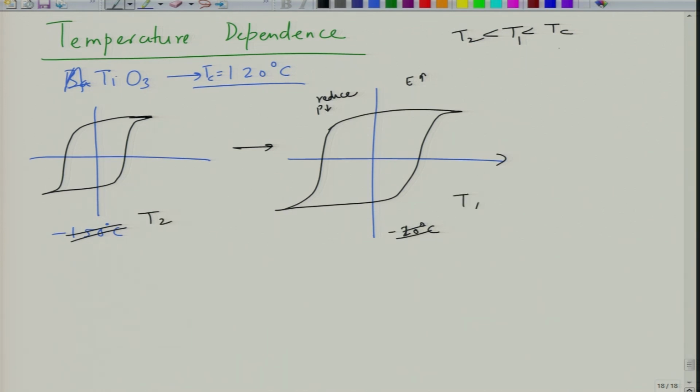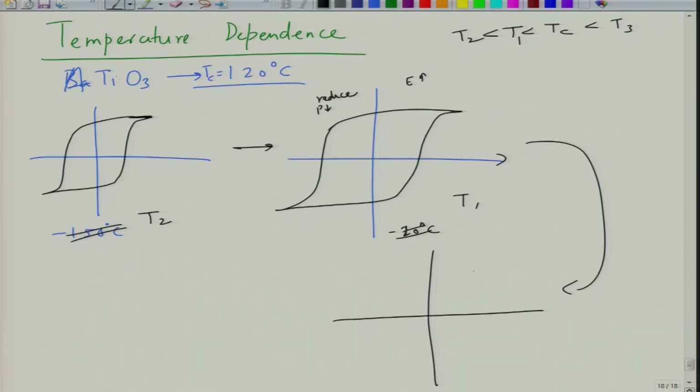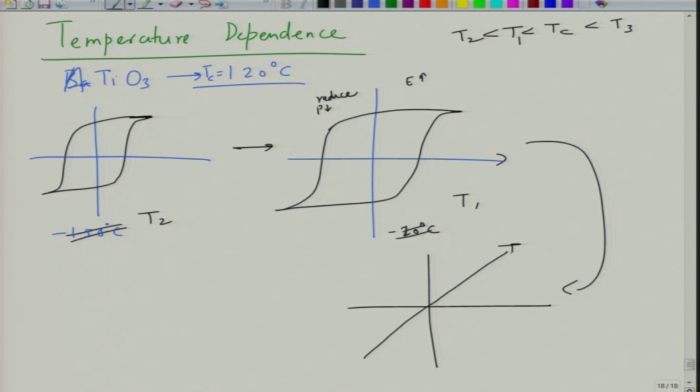So, now let us go to a temperature T3, which is higher than Tc. So, when you go to higher than Tc, the material will show this kind of behavior. This is Tc, T3, this is Pe. Somewhere in between T1 and Tc, what will happen is that the polarization will keep decreasing.